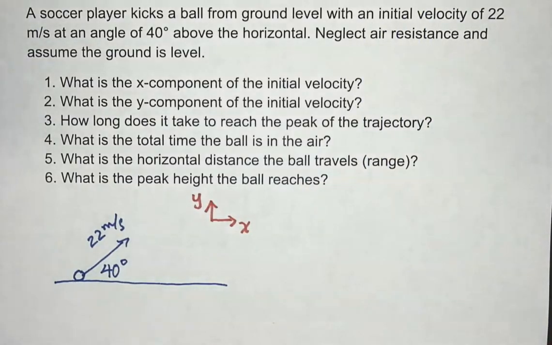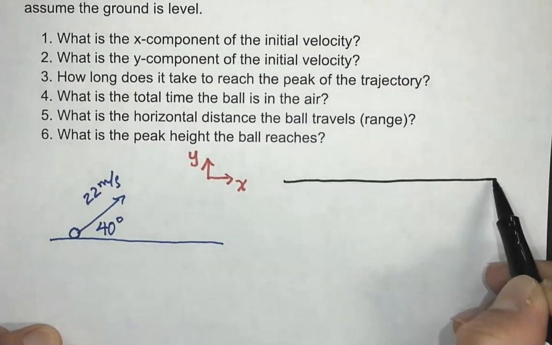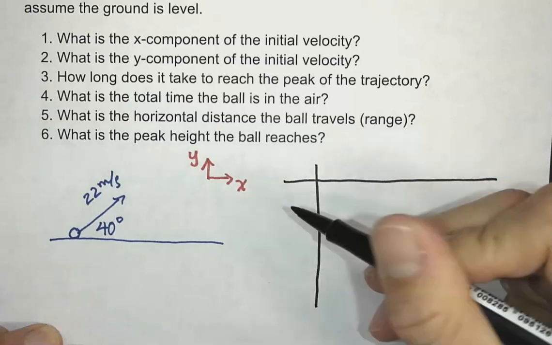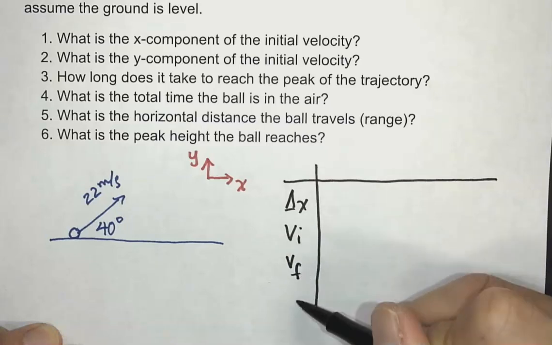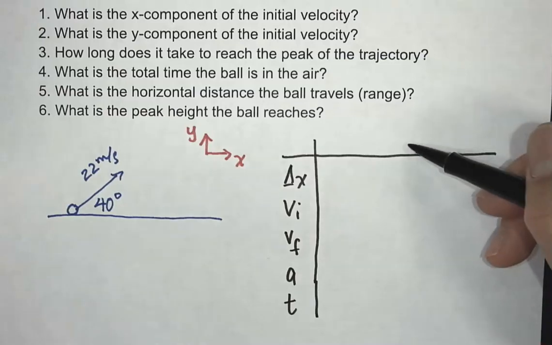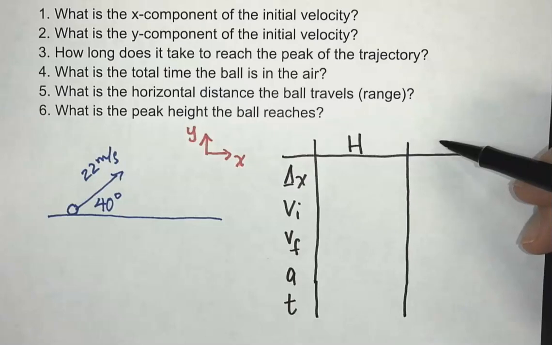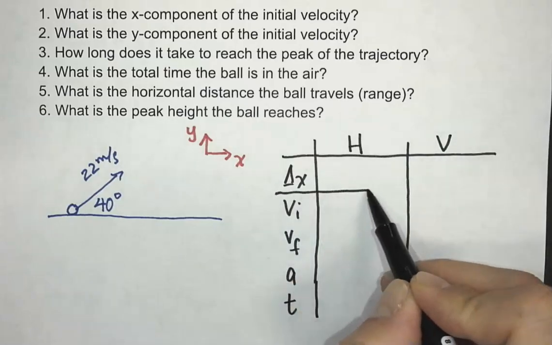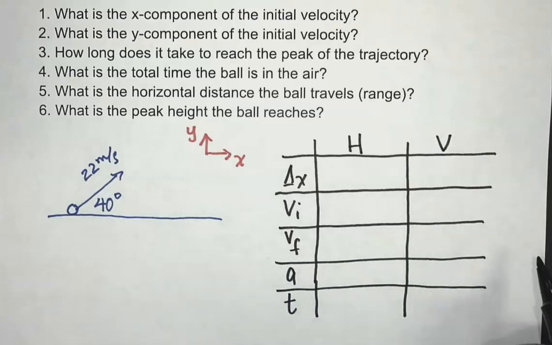The next step I'm going to do is to set up a chart. The first column will be my variables, delta x, vi, vf, a, and t. And this will just help me to organize the problem. The next column will be for the horizontal motion, and the last column will be for the vertical motion. Okay, so I'm going to go ahead and just start filling this out. Whatever I know, I'm going to fill it out.